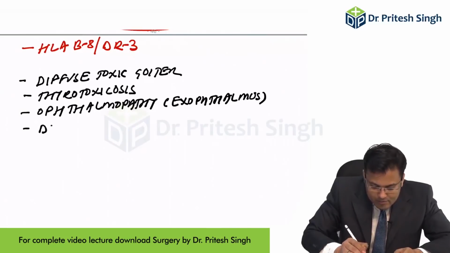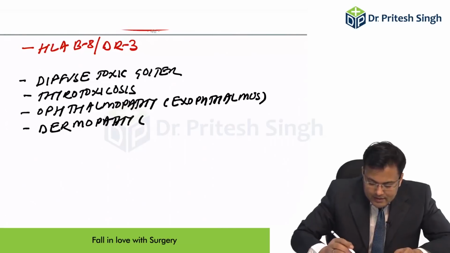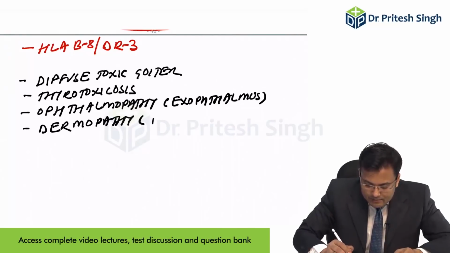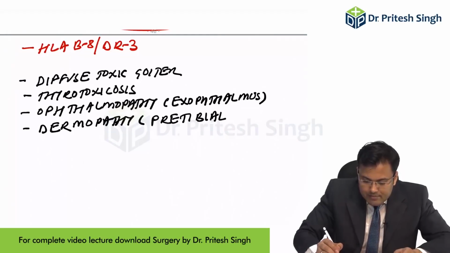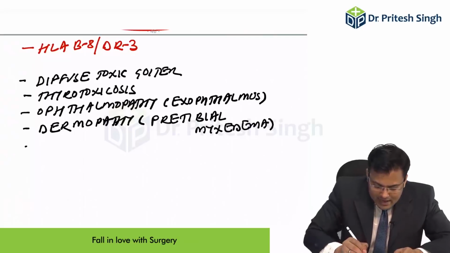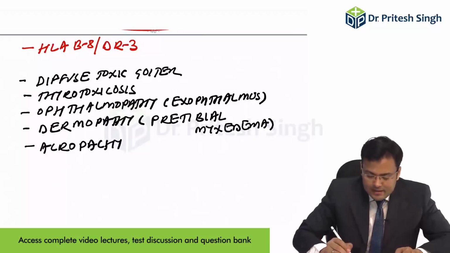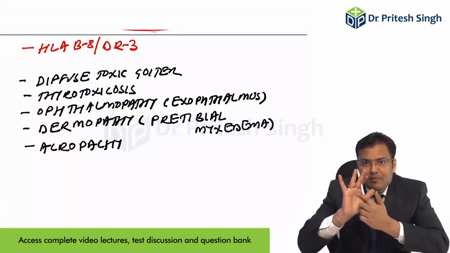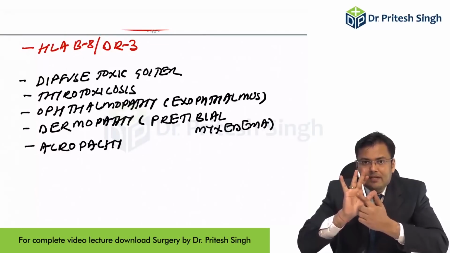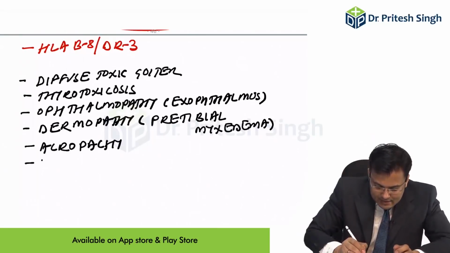Second, dermopathy. This is pretibial myxedema. Pretibial myxedema. And acropathy. Acropathy means subperiosteal new bone formation in metacarpals. And gynecomastia.